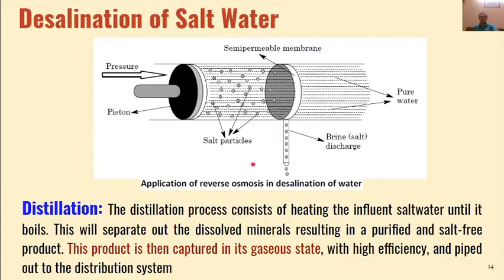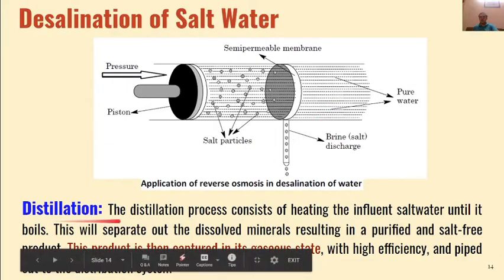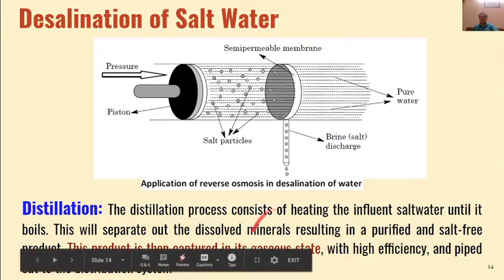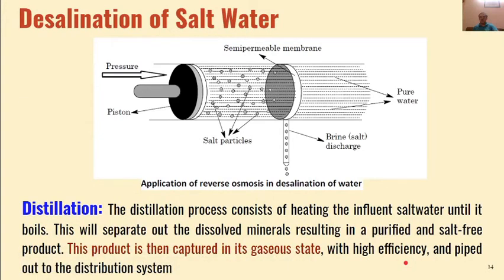Then distillation is the simple distillation process which we do in chemistry. This is simply heating the salt water. The dissolved salts will remain below, and the water will be evaporated in the form of vapors and captured in the gaseous state. Distillation is a very high efficiency process, and this can be piped for a distribution system.